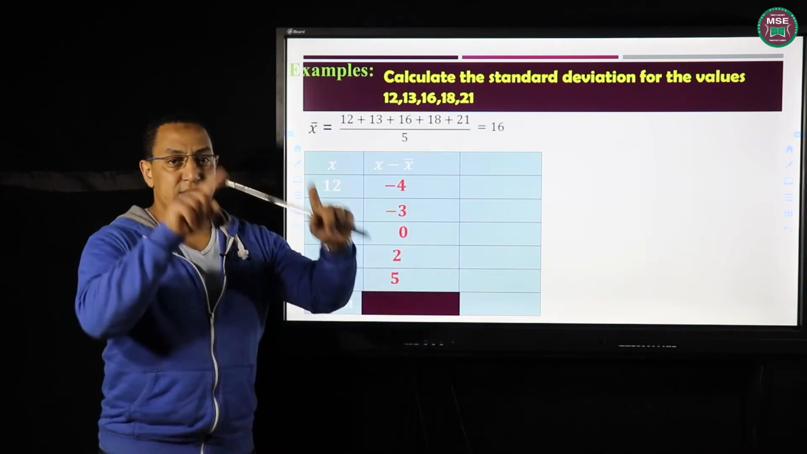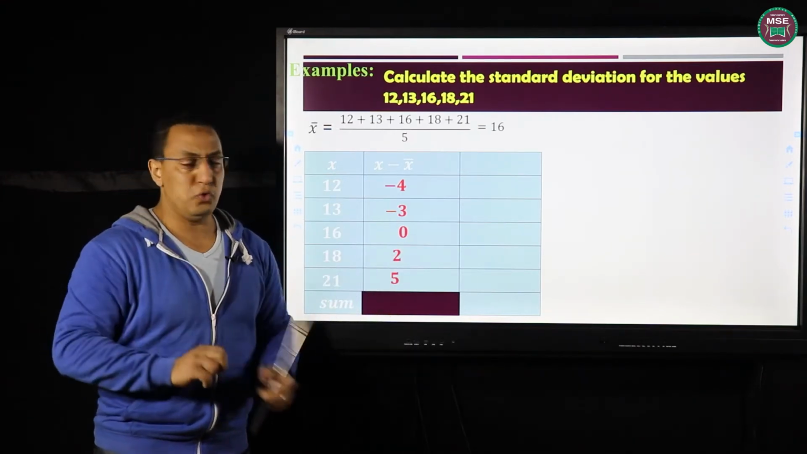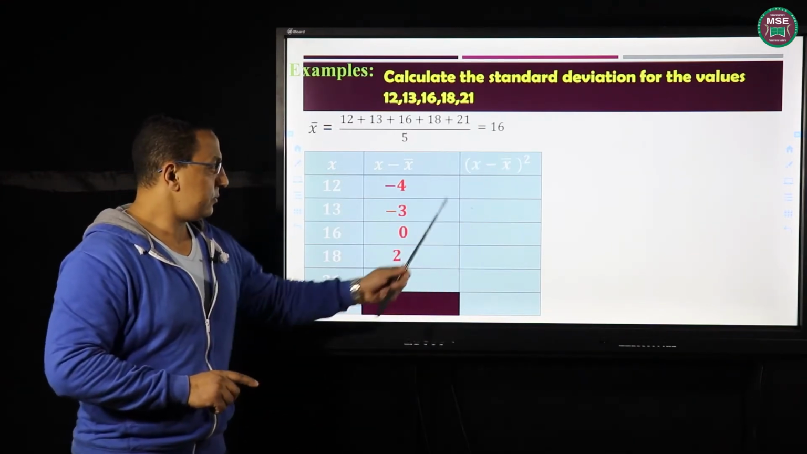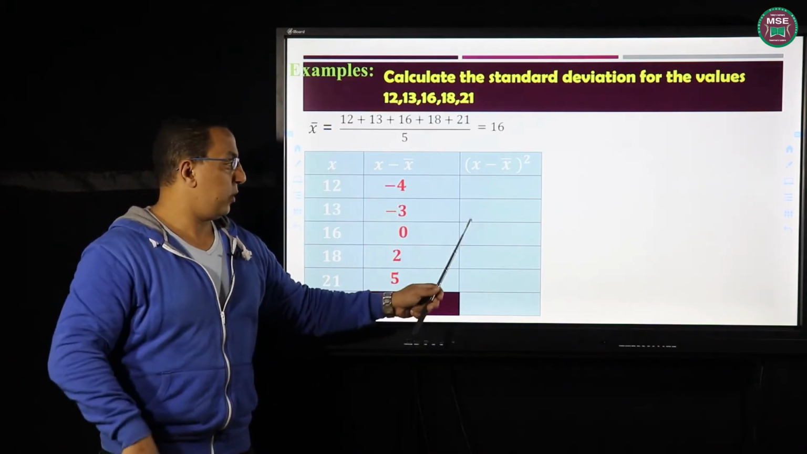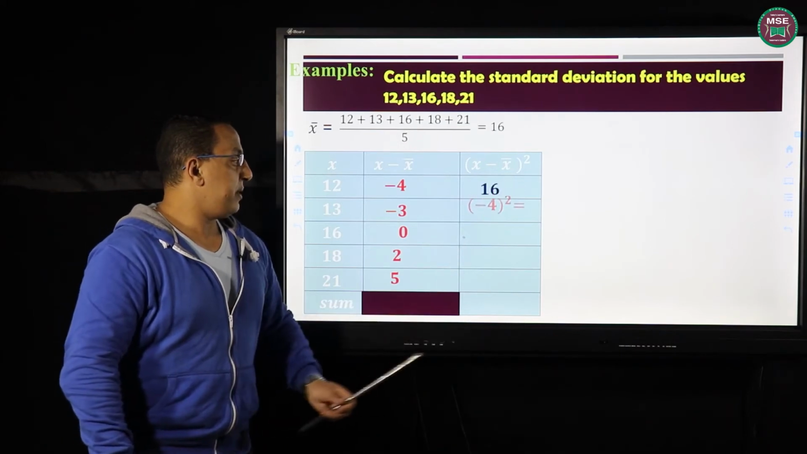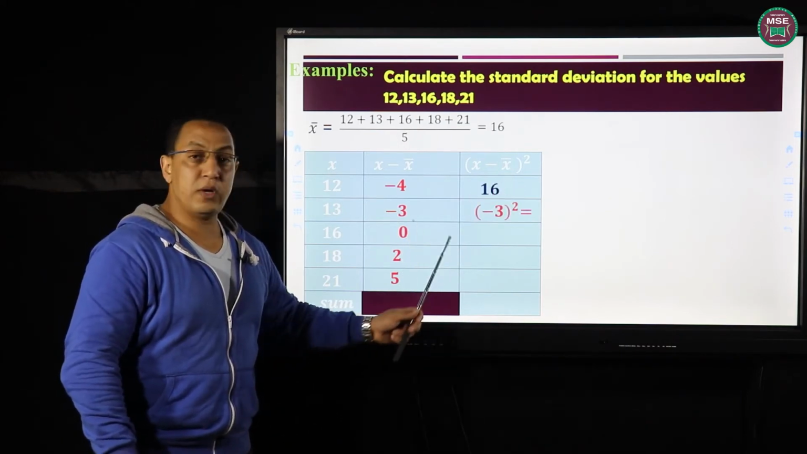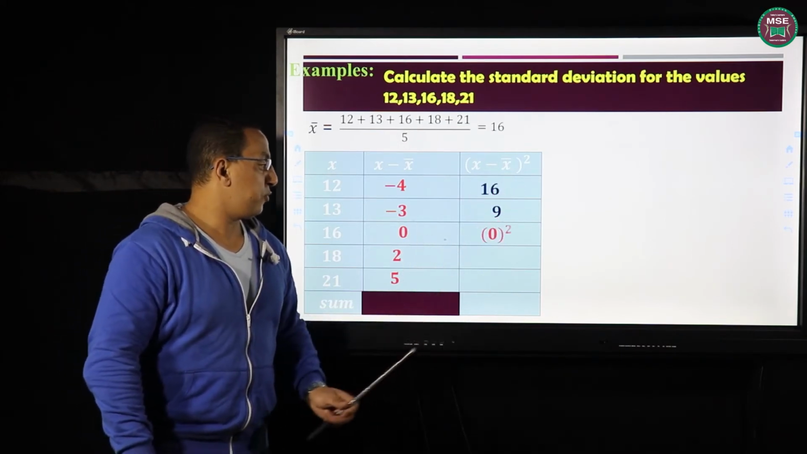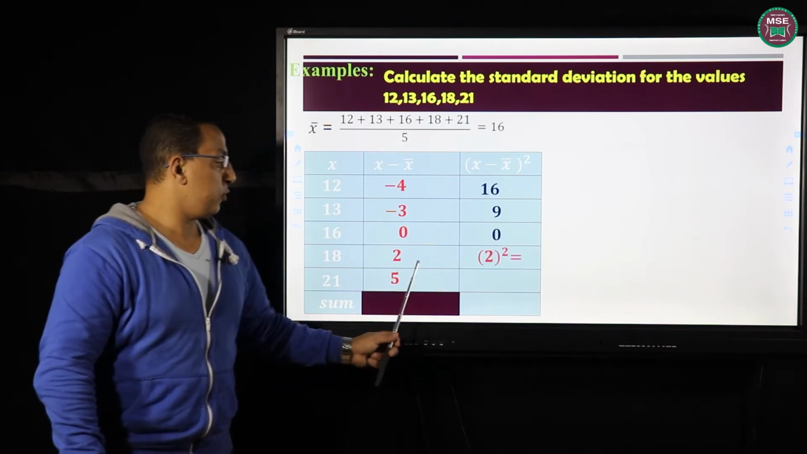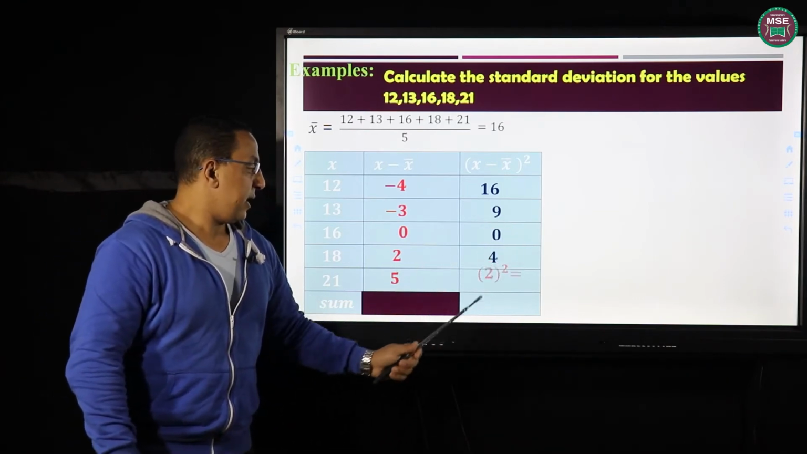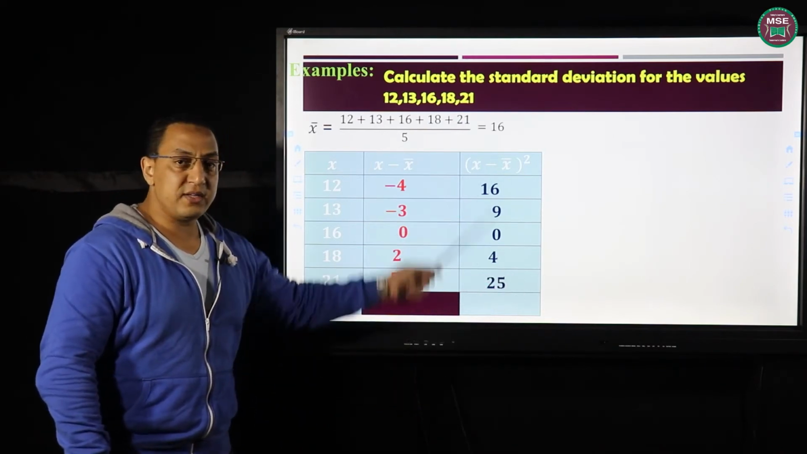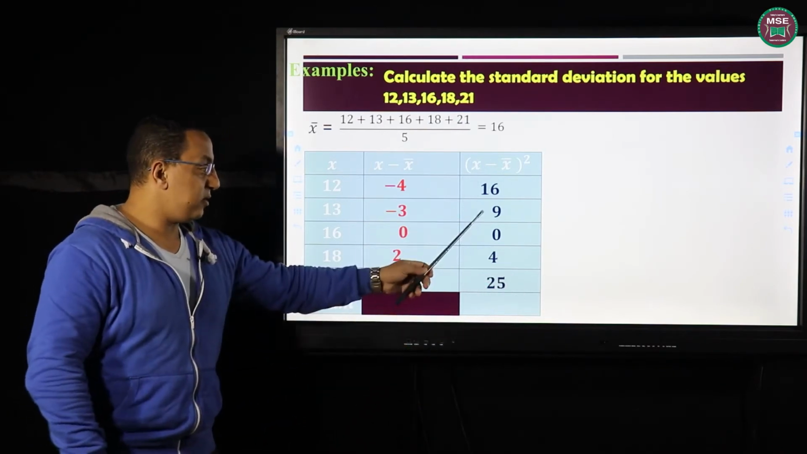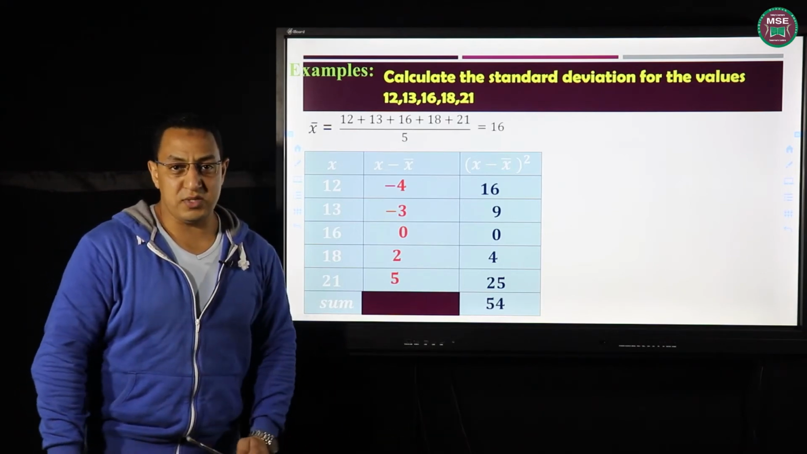Here I'm going to write x minus x bar all power of 2. I'm going to make negative 4 all power of 2, which is 16, negative 3 all power of 2 equals 9, 0 power of 2 equals 0, 2 power of 2 equals 4, and 5 power of 2 equals 25. Finally, I'm going to find the sum of these values, which equals 54 as we see.